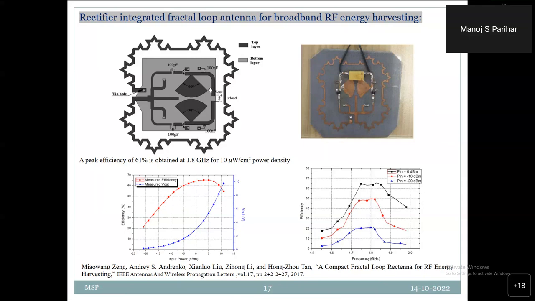You can see here the efficiency for different input power levels, and this is the voltage. You can also see efficiency over different frequency levels. If you see this efficiency, it is not very narrowband. You are getting consistent efficiency over 60% over the range of frequency. From around 1.75 to around 1.85, there's only a little variation in the efficiency. So you can have some kind of broadband energy harvesting circuit.